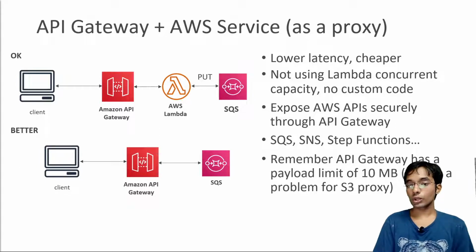One thing to remember though is that API Gateway has a payload limit of 10 MB, so it can be a problem if you are trying to use API Gateway as a proxy for S3 and uploading a file of more than 10 MB.